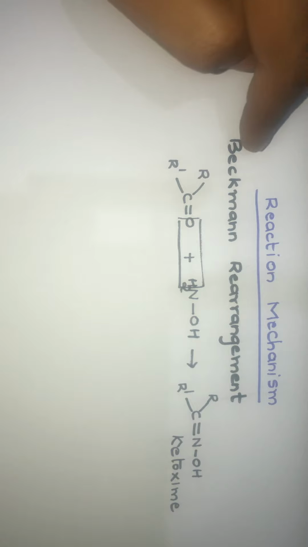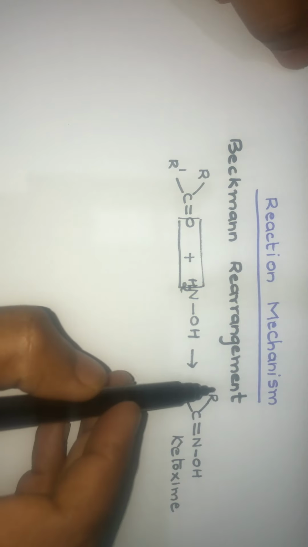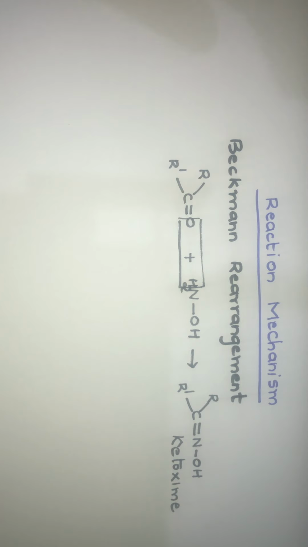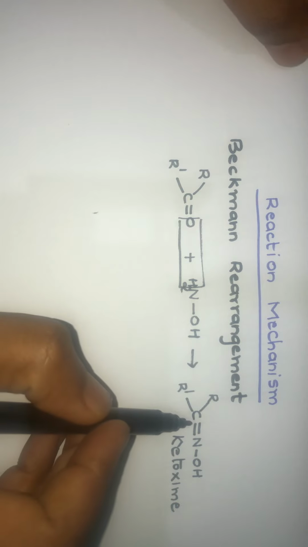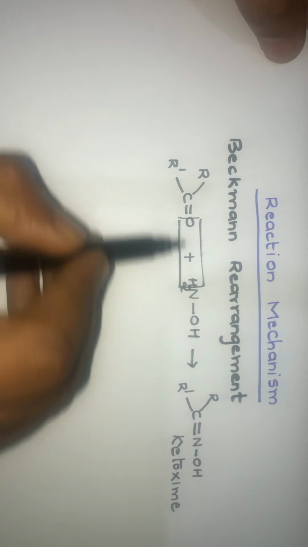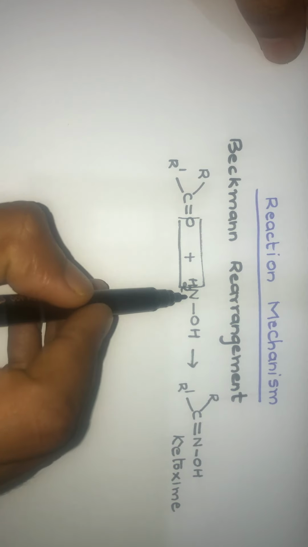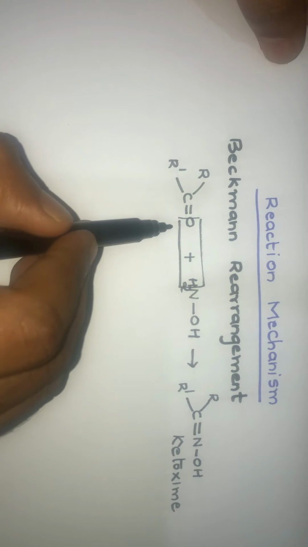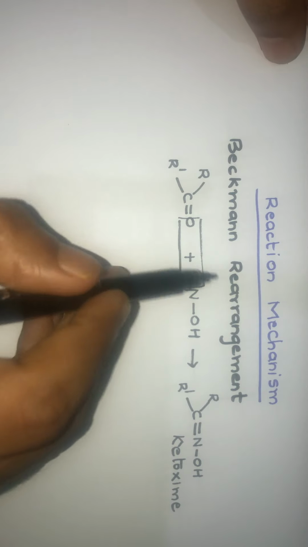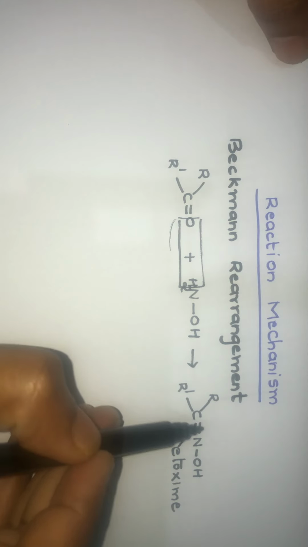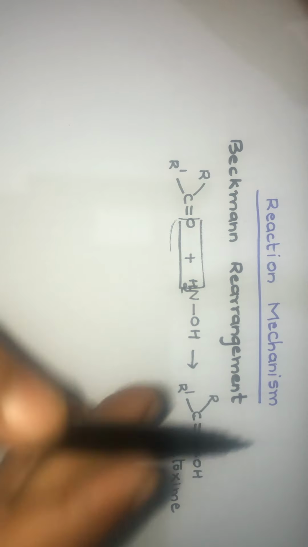Okay. So Beckmann rearrangement involves the rearrangement of ketoximes into N substituted amides in presence of an acid. So what are ketoximes? Ketoximes are the compounds that are formed by the reaction between ketone and hydroxylamine. When ketone is treated with hydroxylamine, it undergoes nucleophilic condensation reaction. Okay, nucleophilic addition followed by elimination takes place, resulting in the formation of oximes. So these oximes are called ketoximes.